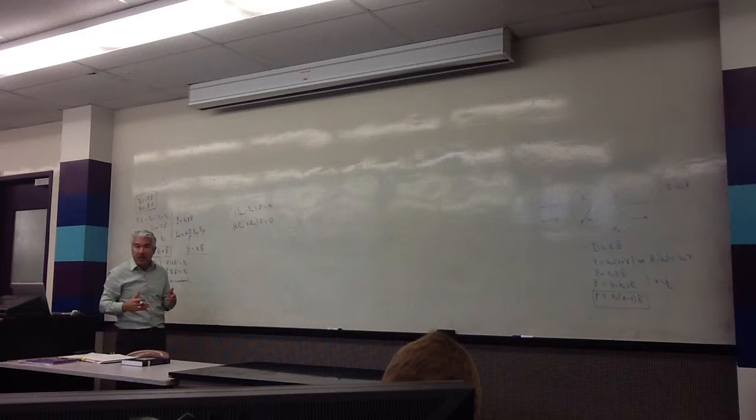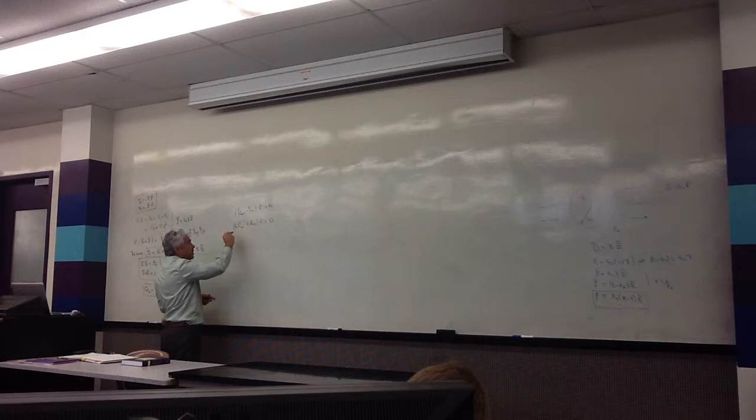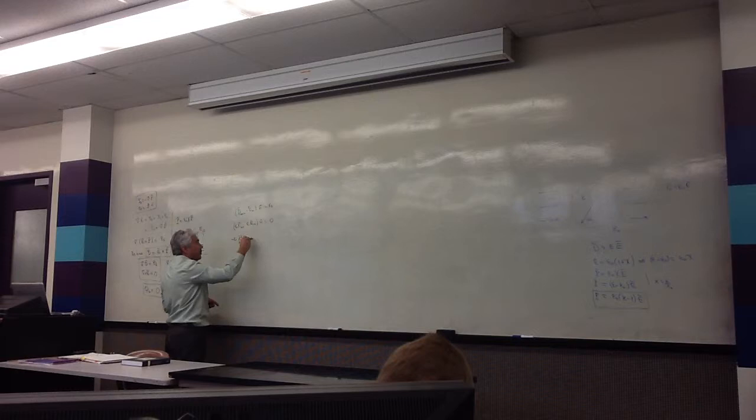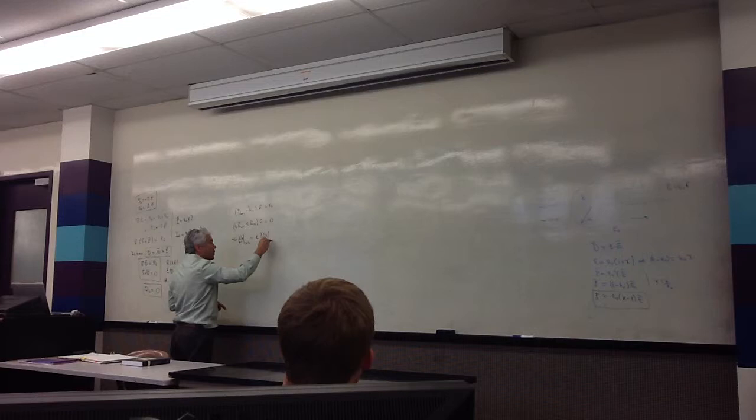So what is this? This is now the potential outside, right? It has to be equal to the one inside. So now I'm going to have a minus epsilon zero dV out dR at R equals A has to be equal to minus epsilon dV in dR at R equals A, raised to the surface. So this is my first boundary condition.